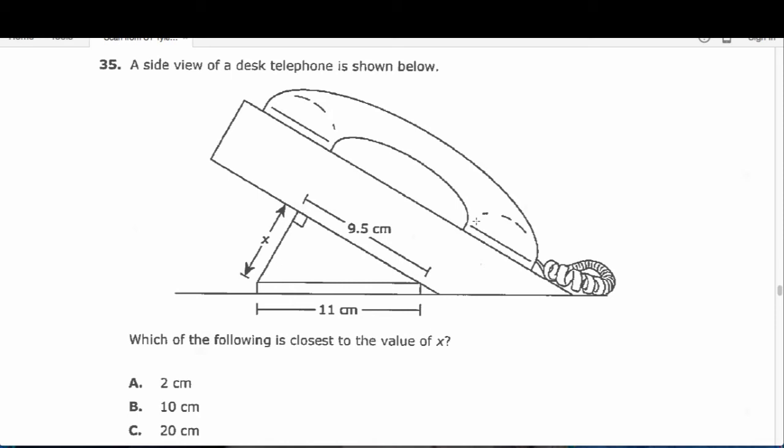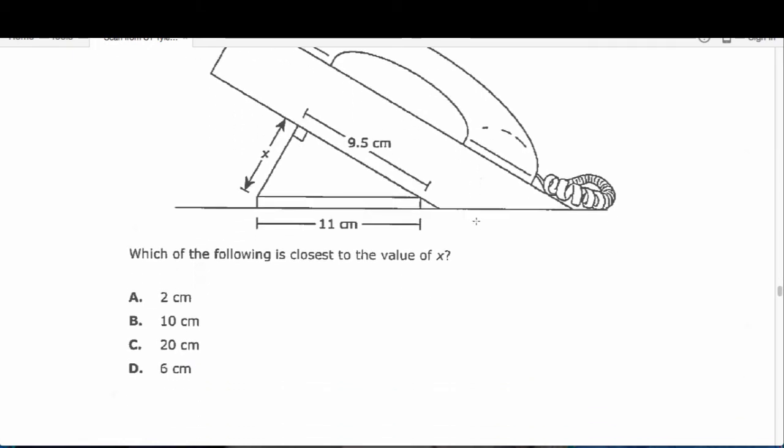Question 35. A side view of a desk telephone is shown below. Which of the following is closest to the value of x? A. 2 centimeters. B. 10 centimeters. C. 20 centimeters. D. 6 centimeters.